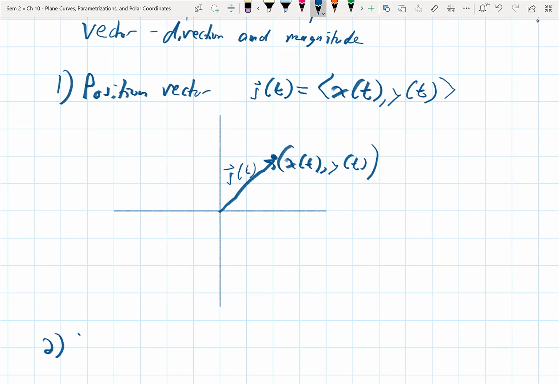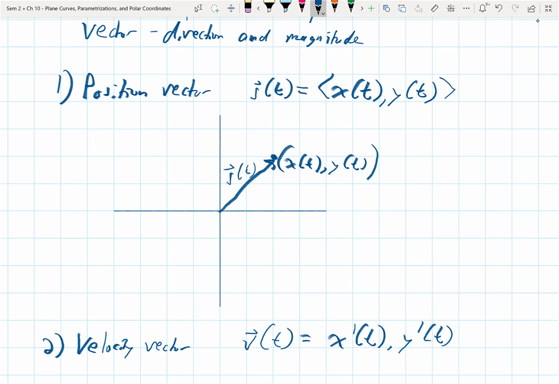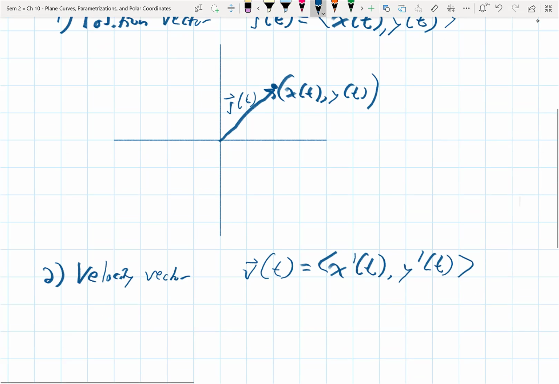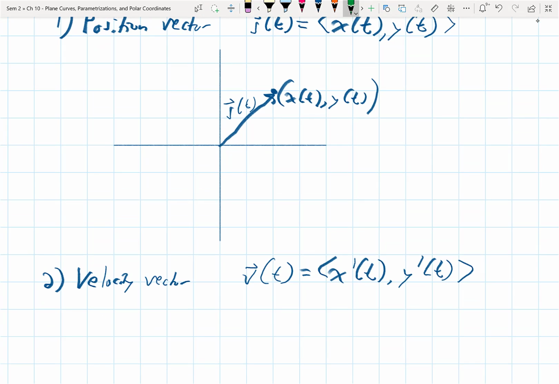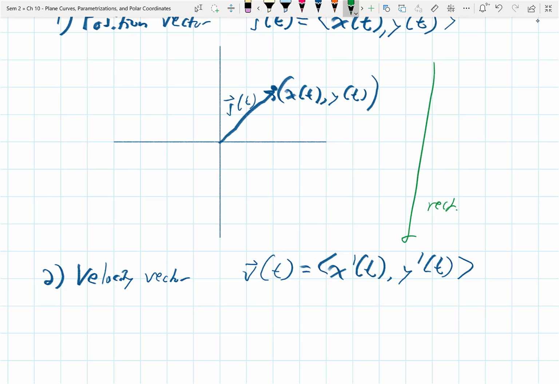A velocity vector, v of t, and that arrow above indicates that there's a directionality to it, is just the first derivative: x prime of t, y prime of t, as a vector. So again, a velocity vector will have a direction and a magnitude to it as well, but that direction and magnitude can be found by first finding the rectangular coordinates for what that velocity vector would be, and then going back to polar if you need to.